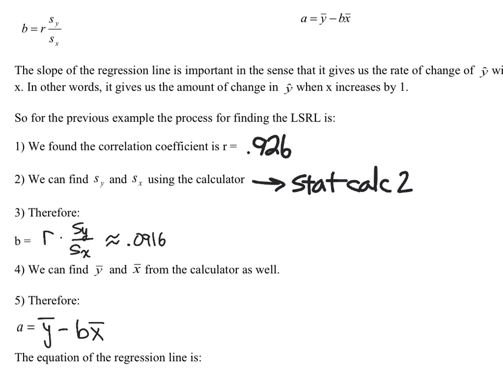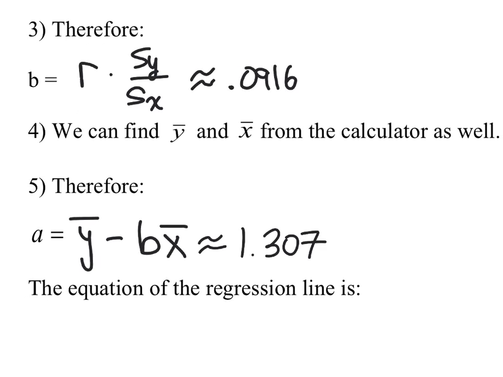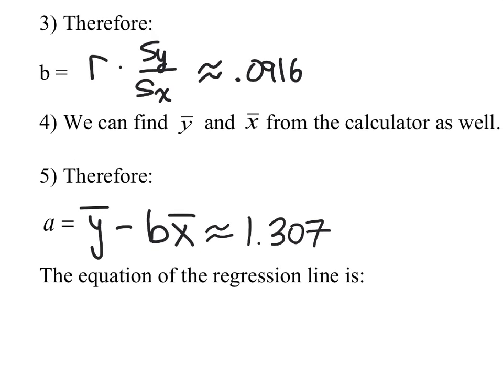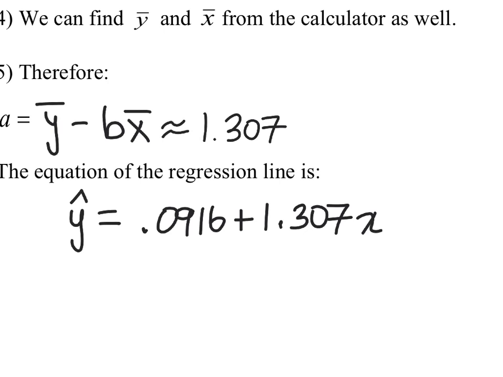It doesn't give me much of a frame. So anyway, you get the 1.307 approximately. All right, so the equation of the regression line, y hat, I know, is equal to 0.0916 plus 1.307 x. All right, the y hat is a predicted y.